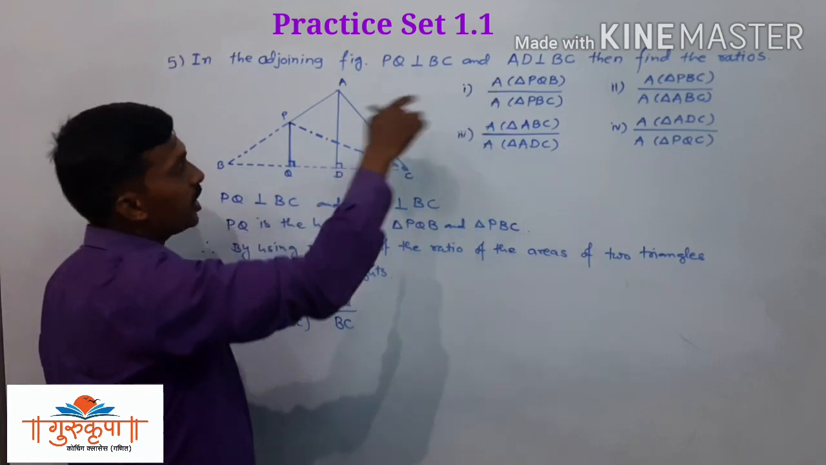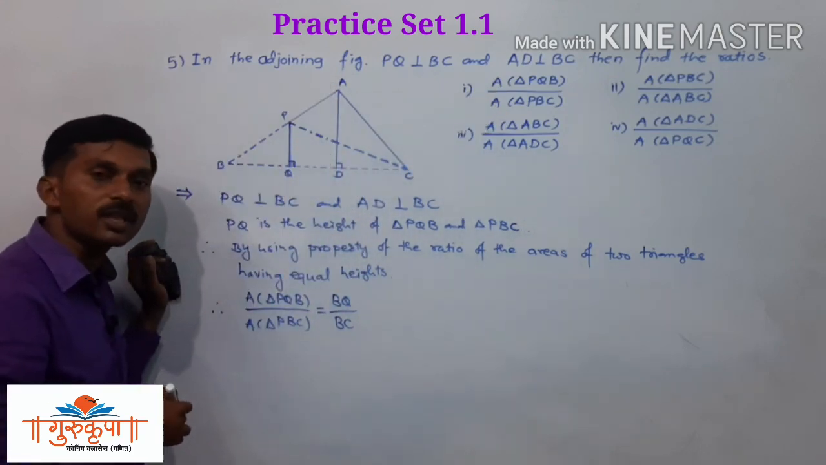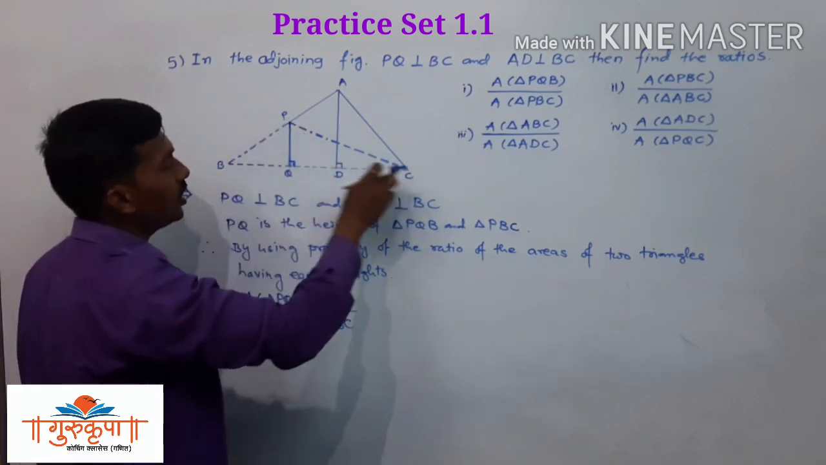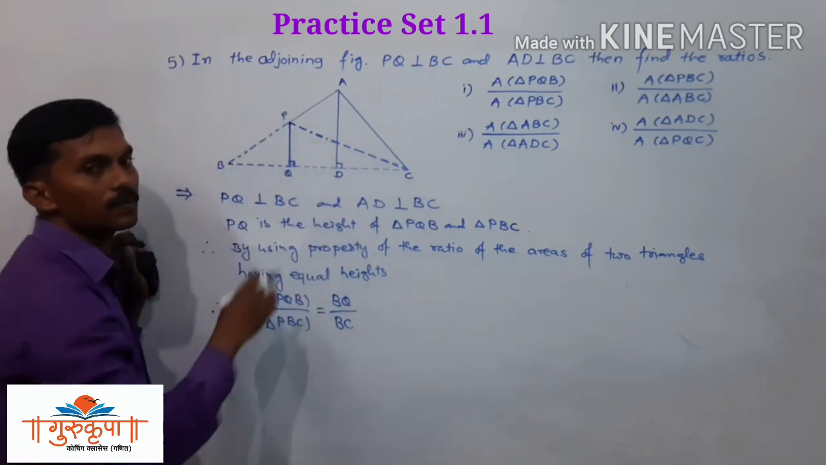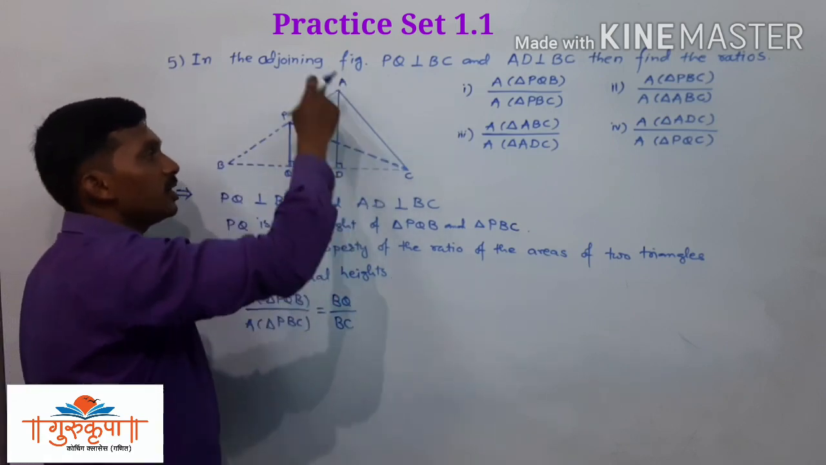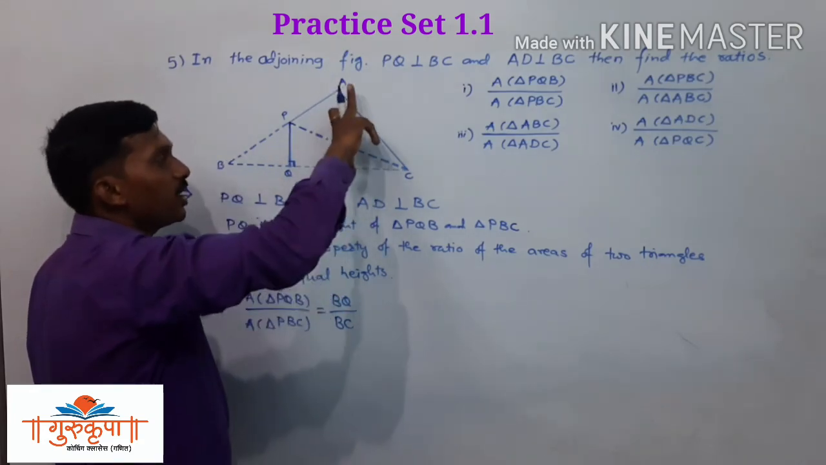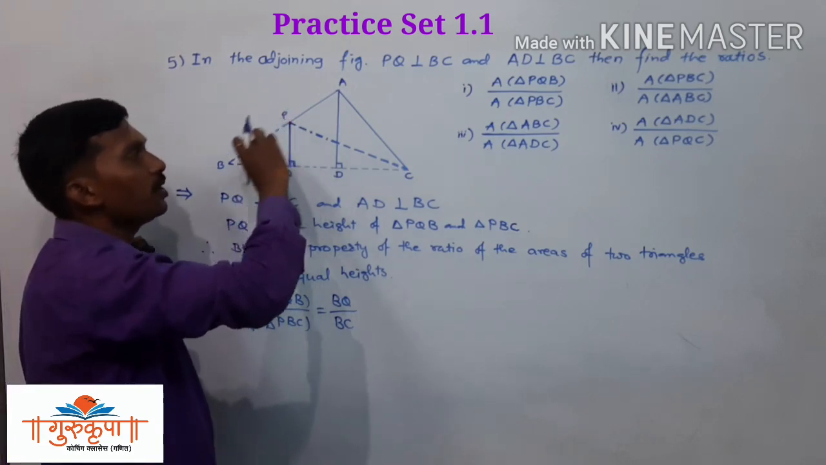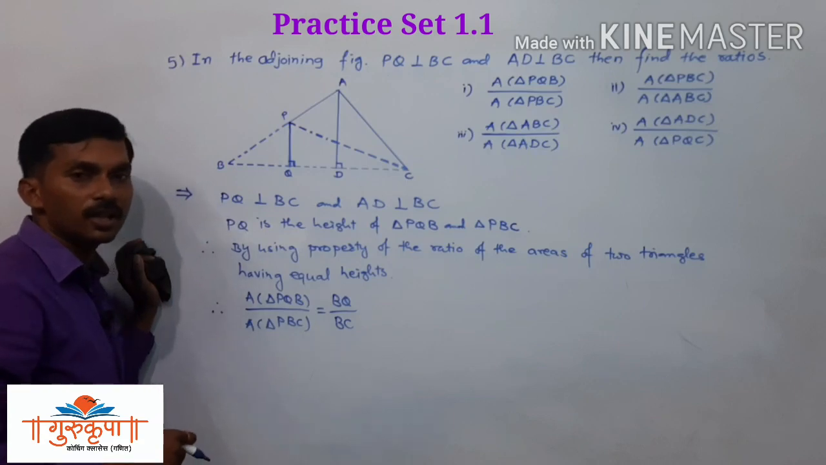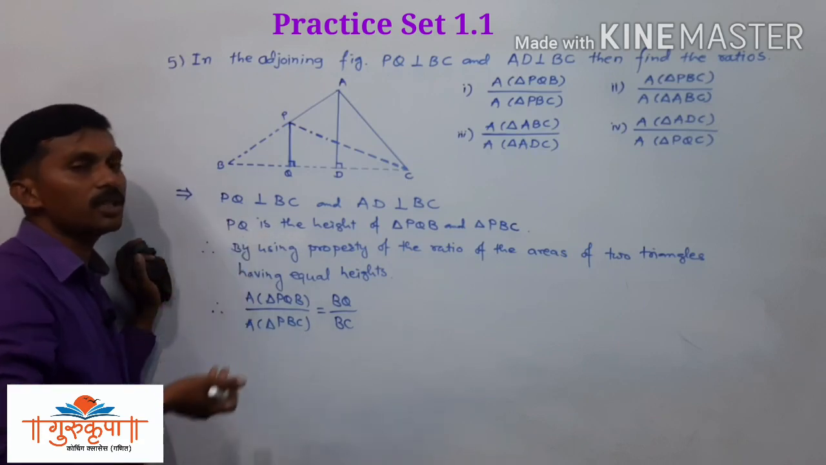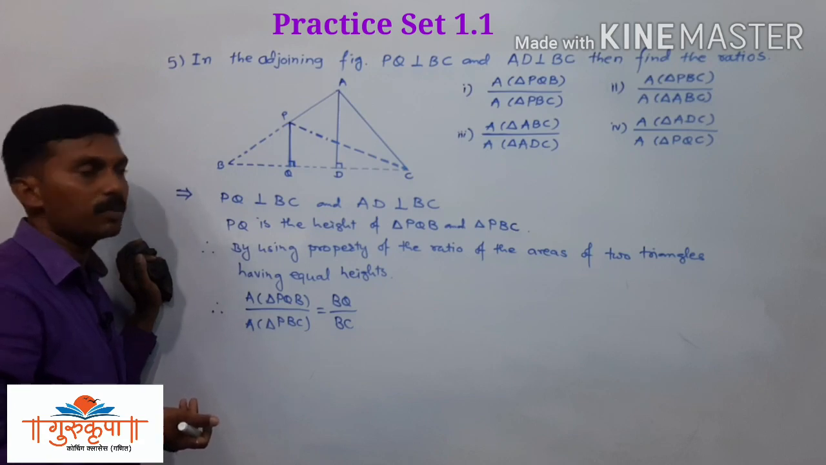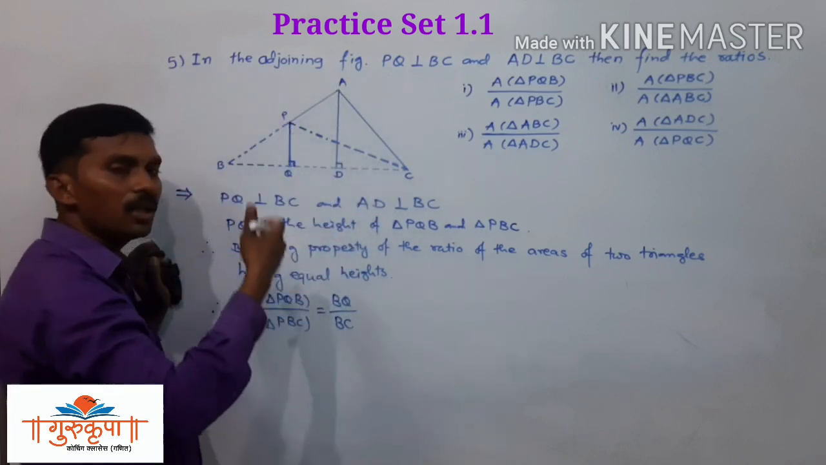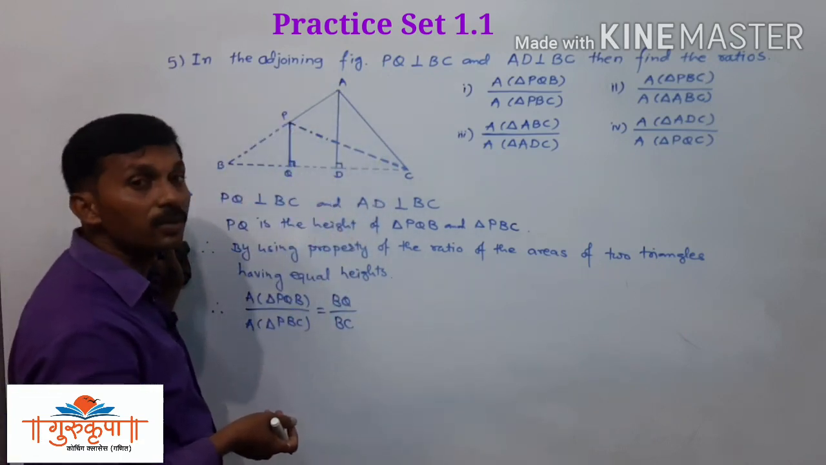Both the triangles PBC and ABC have equal bases, but their heights are not equal. See, in triangle PBC, BC is the base, and the height is PQ. And in triangle ABC, suppose we consider BC as the base, the height is AD. Means their heights are different. The height of the first triangle is PQ and the height of the other triangle is AD. We don't know the measurements of PQ and AD since the heights are not equal. But the bases are common, BC is the base of triangle PBC and BC is the base of triangle ABC.